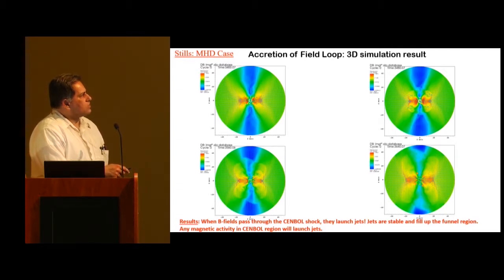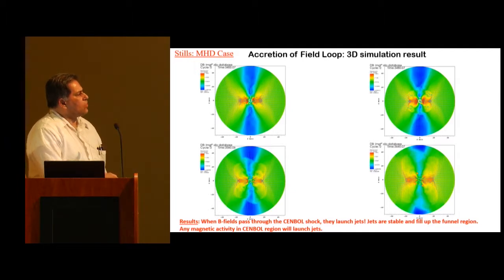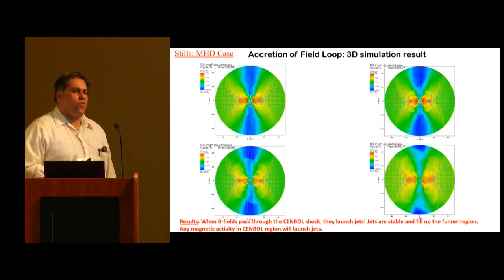So out here, this is an earlier time, this is a slightly later time, and you can see that the jet has moved out here. At a slightly later time, the jet has moved out here, the jet has moved out here, and the simulation is ongoing. But the bottom line is that any sort of magnetic activity that you throw into the system actually provides for the evolution of jets in this system.